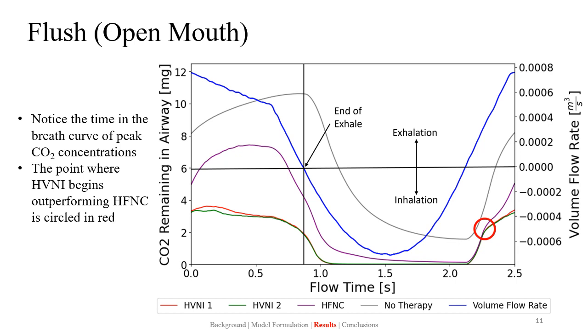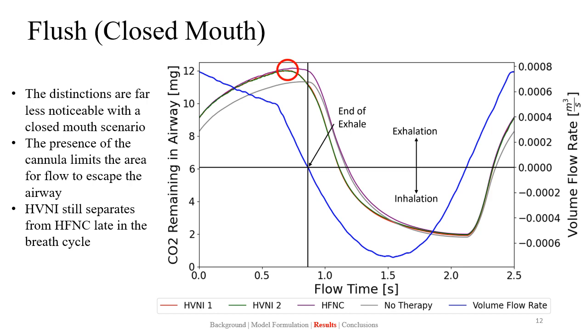Notice the red circle in the bottom right, which is showing the point where HVNI begins outperforming HFNC. The HVNI1 and HVNI2 curves begin to dramatically flatten in comparison to the HFNC curve, which is still rising significantly faster than the two as the mass CO2 remaining in the airway increases.